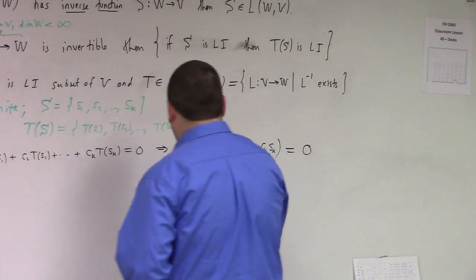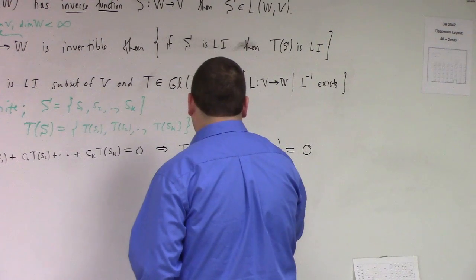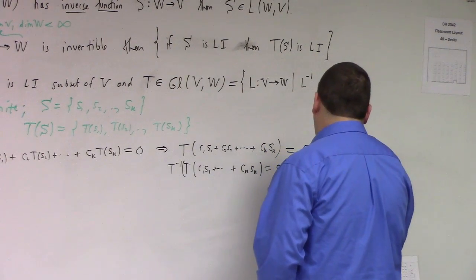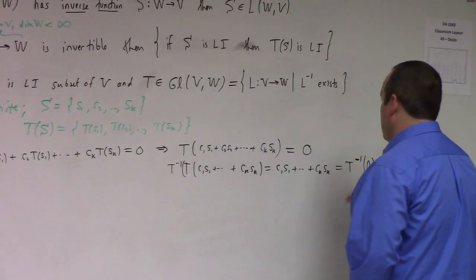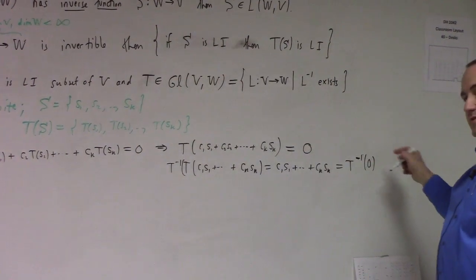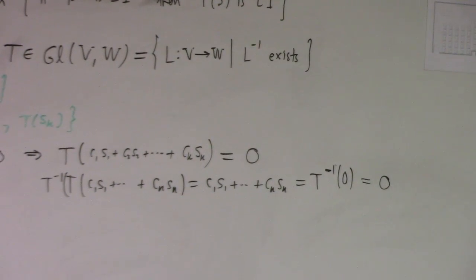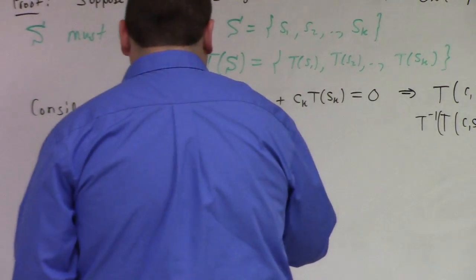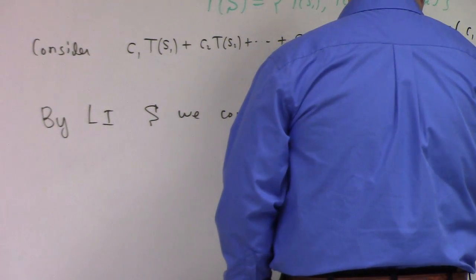Inverse? All right. So T inverse of T of C1 S1 plus ... plus Ck Sk is equal to C1 S1 plus ... plus Ck Sk, and that's equal to T inverse of 0. But we just got done proving that the inverse of a linear transformation is a linear transformation. Therefore, T inverse of 0 is again 0, because linear transformations map 0 to 0. First thing we proved, right? So then, by linear independence of the S set, we conclude C1 equals 0, C2 equals 0, and so forth, Ck equal to 0.